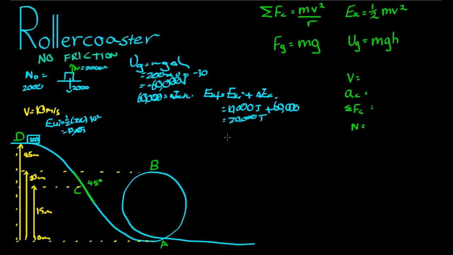If the kinetic energy at C is 70,000, that must be equal to a half m speed squared. So I'm going to multiply 70,000 by 2, divide it by 200, and then take the square root of that entire sum, and I get 10 times the square root of 7, or 26.46 meters per second, and that is the speed at C. What is the normal force at C?